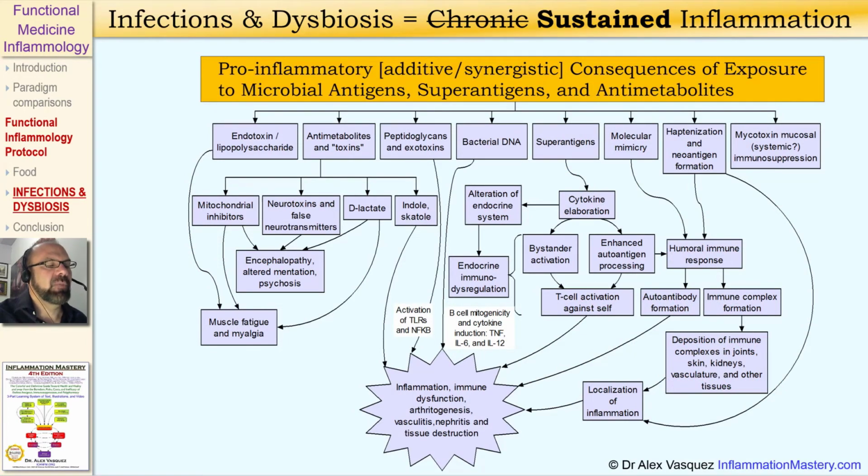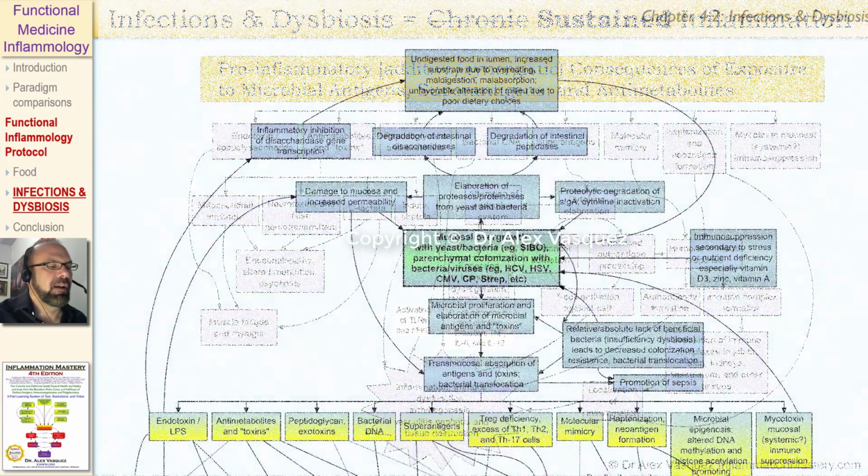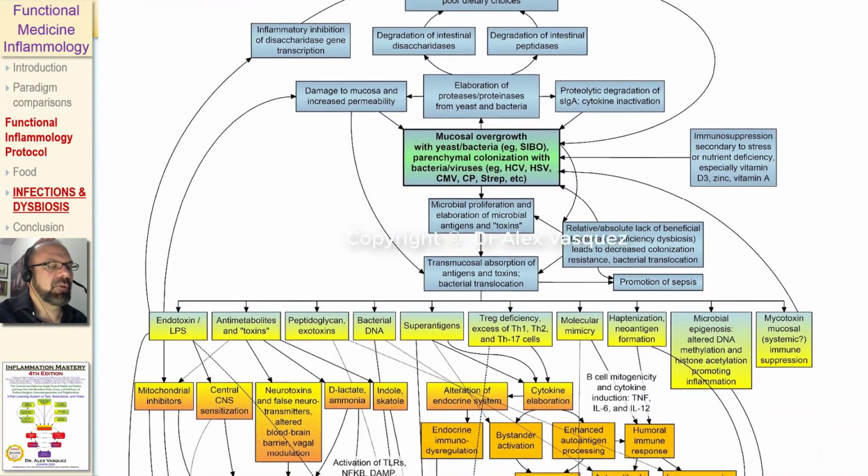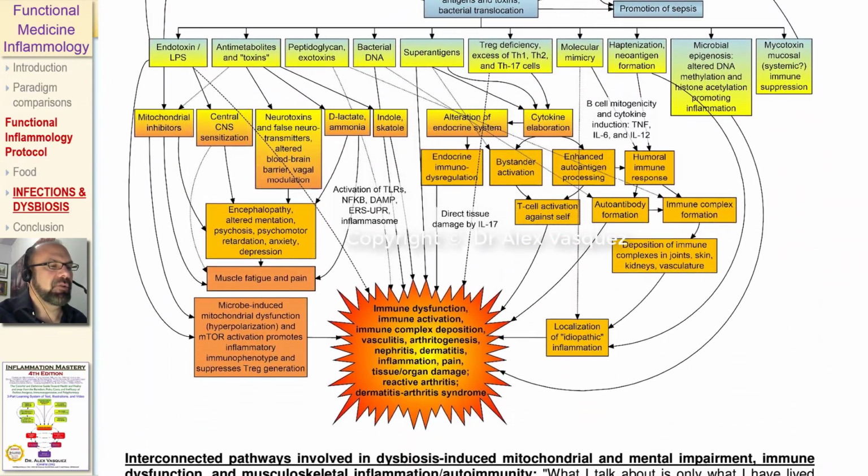So when patients have dysbiosis, let's assume a patient only has gastrointestinal dysbiosis. Well, that gastrointestinal dysbiosis includes many different mechanisms all functioning at the same time to promote systemic inflammation or tissue-specific autoimmunity. Obviously, I've continued to develop this work, most recently published in Inflammation Mastery 2016.